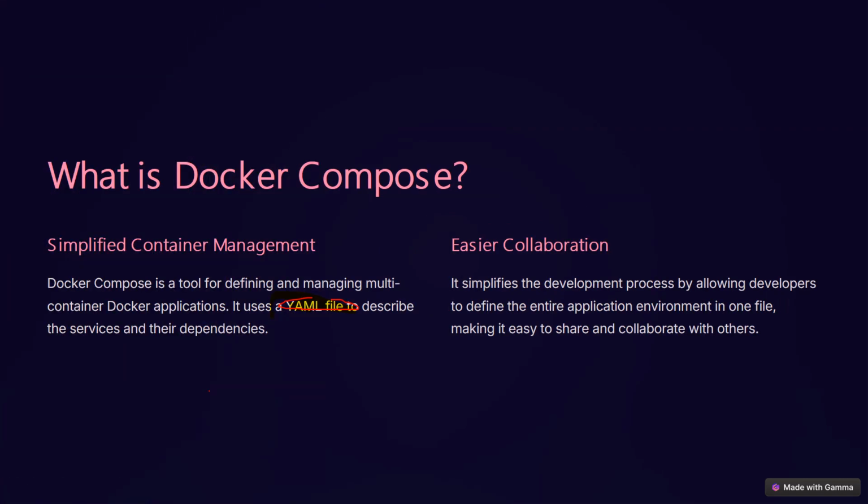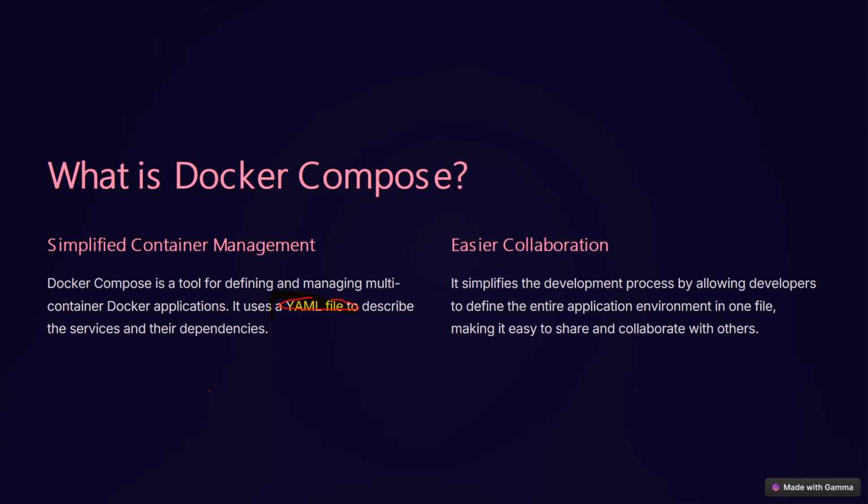Docker Compose is a tool which is used for defining and managing multi-container Docker applications. In general terms, we can say it is used to build, run and ship multiple containers at a time for an application. If I want to run multiple containers for an application on a single server, I am going to use the Docker Compose file, the Docker Compose concept.